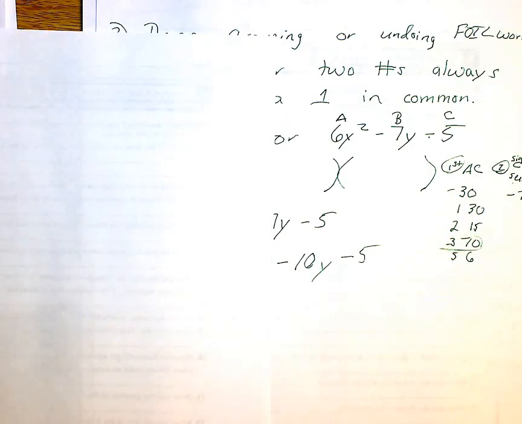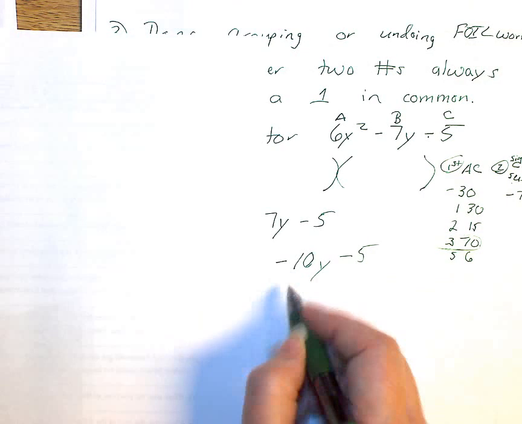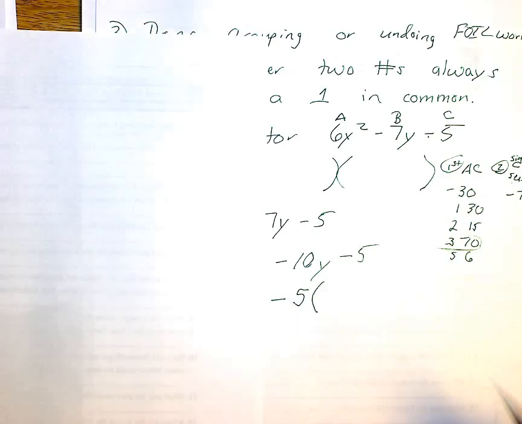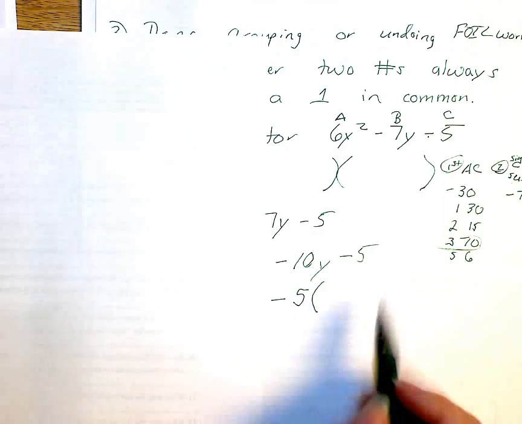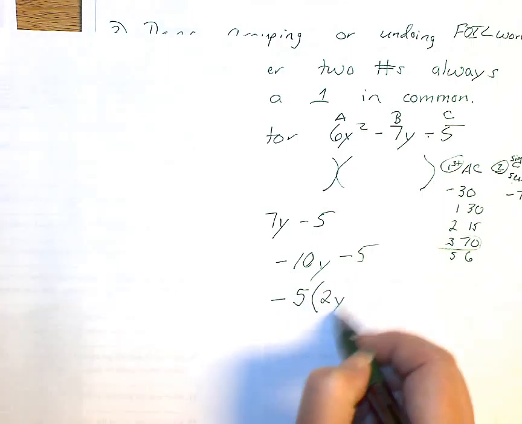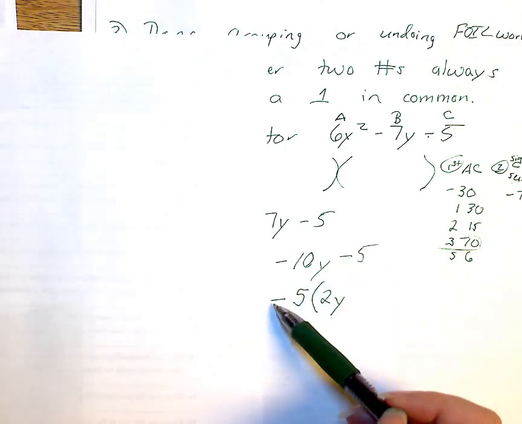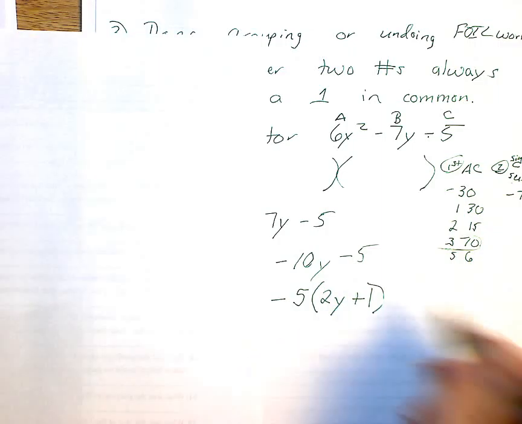All right, this side. What do they have in common? -5. So we have a -5. What is -10y divided by -5? 2y. And -5 divided by -5 is 1. All right.